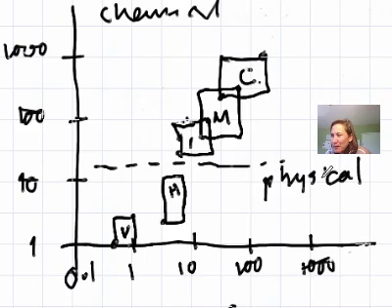And you can see that the physical bonds are very weak bonds, like the van der Waals and the hydrogen bonding, and then these chemical bonds are stronger in this order. The ionic is the least strong, metallic is stronger, and then covalent is the strongest.